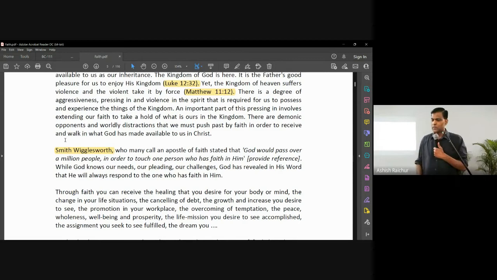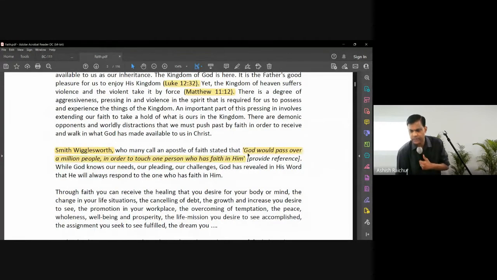So Smith Wigglesworth said this, and you can read it in one of his books, and I forget exactly which one. I think in Ever Increasing Faith, he said, God would pass over 1 million people in order to touch one person who has faith in him. God will pass over 1 million people just to get to one person who has faith. If he sees you having faith, he'll get to you. He'll come to you.